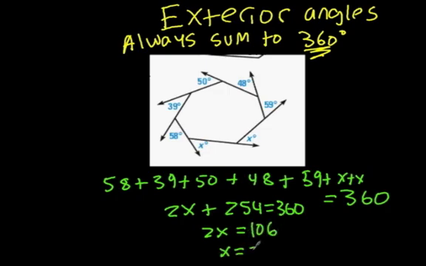X equals 53. So all of this plus this plus this plus this plus this plus this plus this will always equal 360. I don't care if it's a million-gon. Okay, let's check out some other stuff.